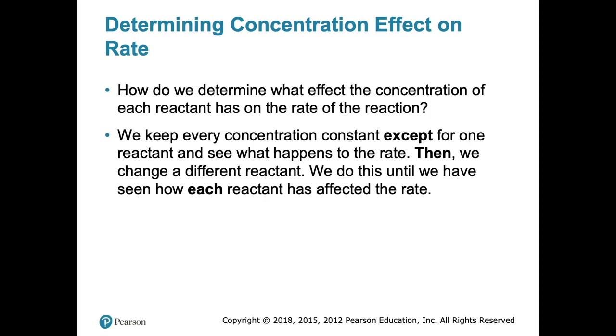so determining the concentration effect on the rate. How do we determine what effect the concentration of each reactant has on the rate? A second ago, we were talking about the coefficients having the effect. Now we're actually going to talk about the concentrations having an effect. We keep every concentration constant except for one reactant to see what happens to the rate. Then we change to a different reactant, and we'll do this until we have seen how each reactant affects the rate. And I'm going to show you what that means in just a second.